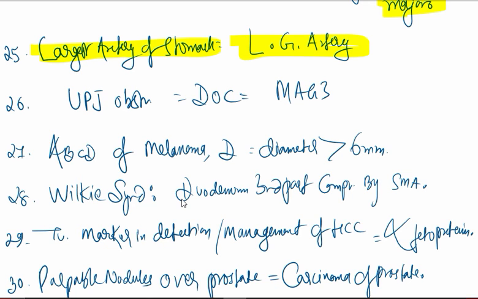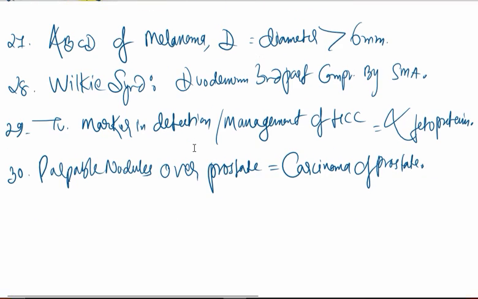Next condition is UPJ obstruction, ureteropelvic junction obstruction. The investigation of choice is MAG3. Next, ABCD of melanoma. In that, what is D? This is the diameter of the lesion is more than 6 mm.